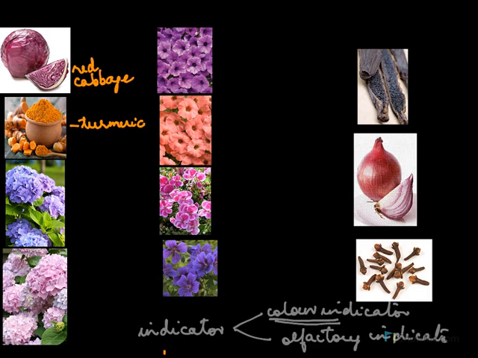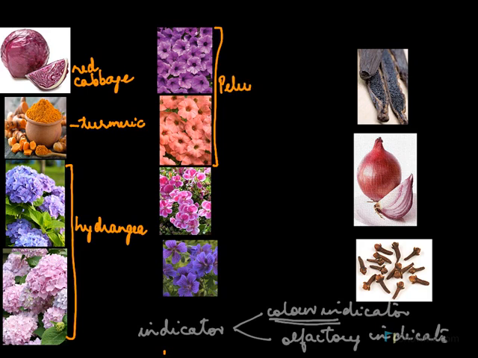If the soil is acidic, it will show one color, and if the soil is basic, it shows another color. So these petals also are acid indicators. These are called hydrangea. These flowers also act as indicators.